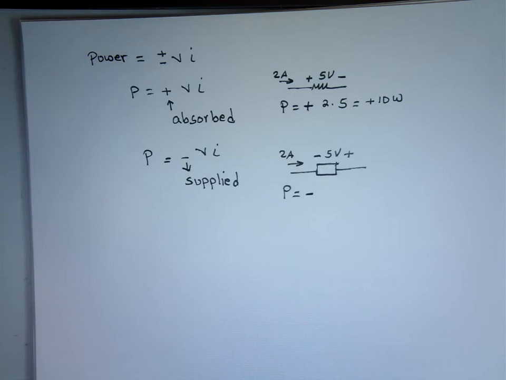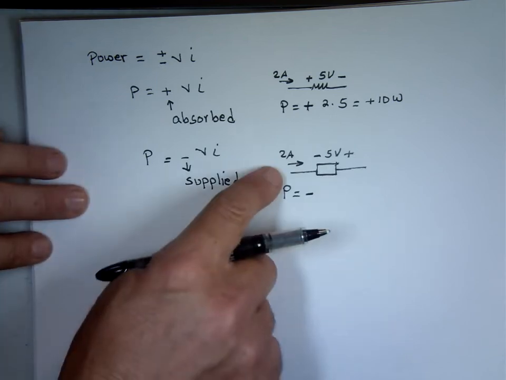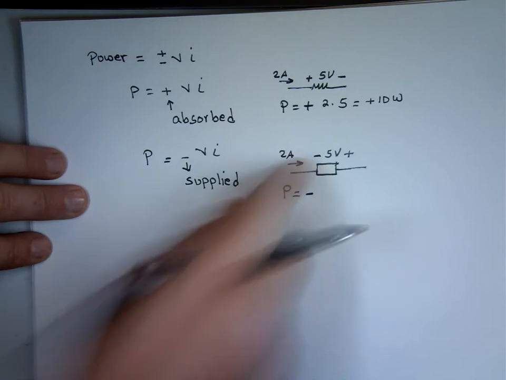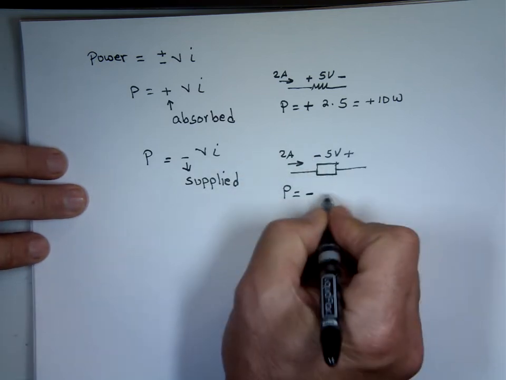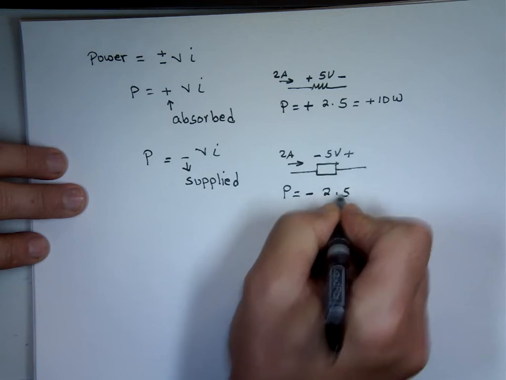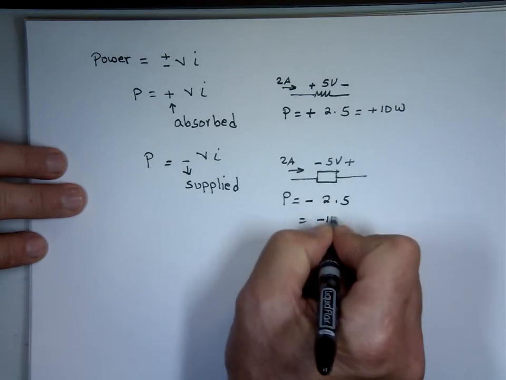Usually a resistor will absorb the power, most of the time. So now you get the current entering what? The negative that's being supplied, and the value of that power, 2 times 5, which is negative 10 watts.